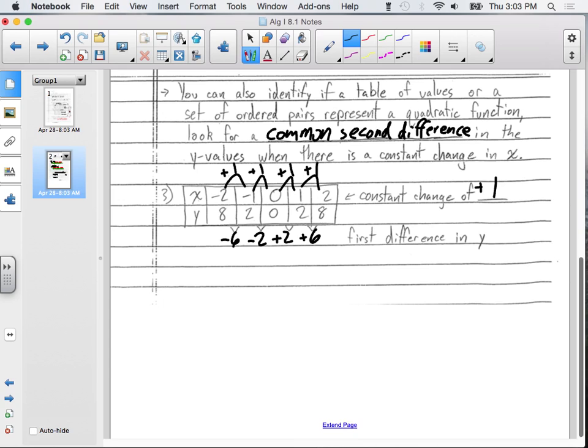You have to do it again. We don't know if this is quadratic. We're looking for the second difference for quadratic. So we have to go one more step.